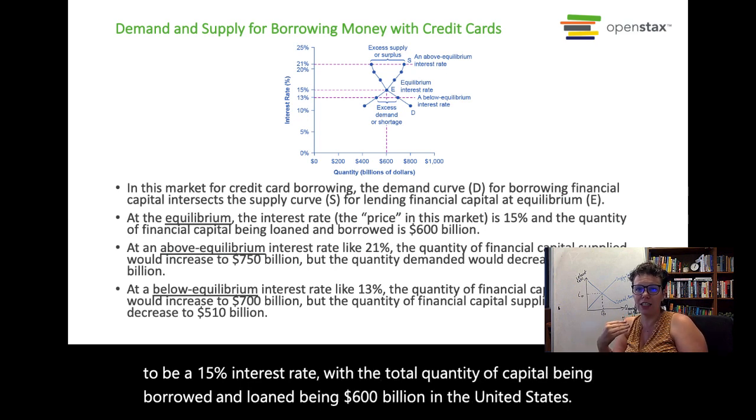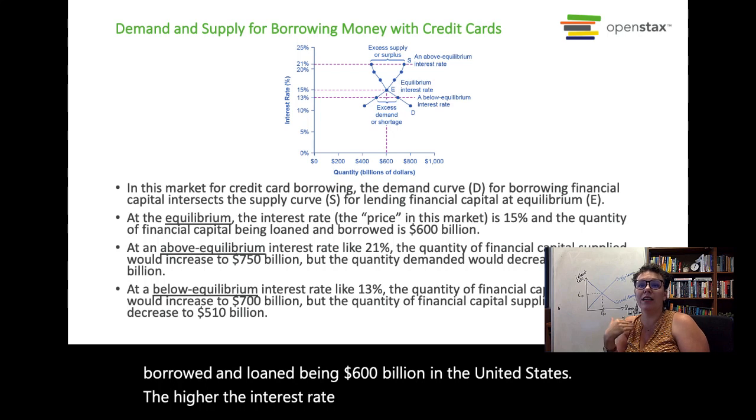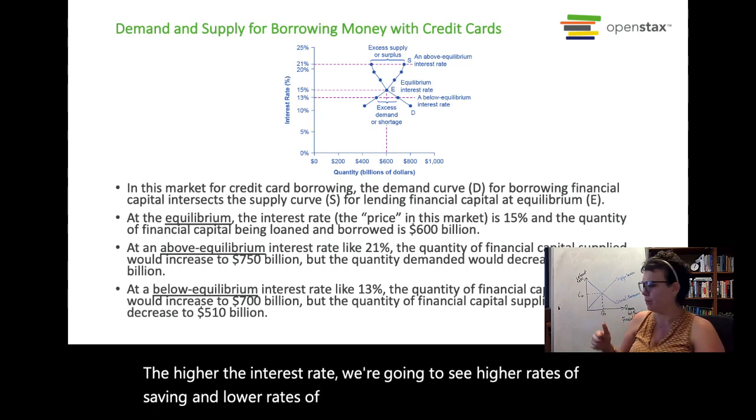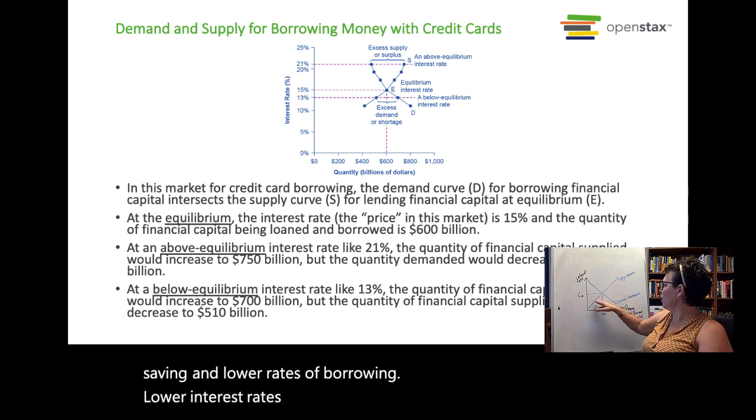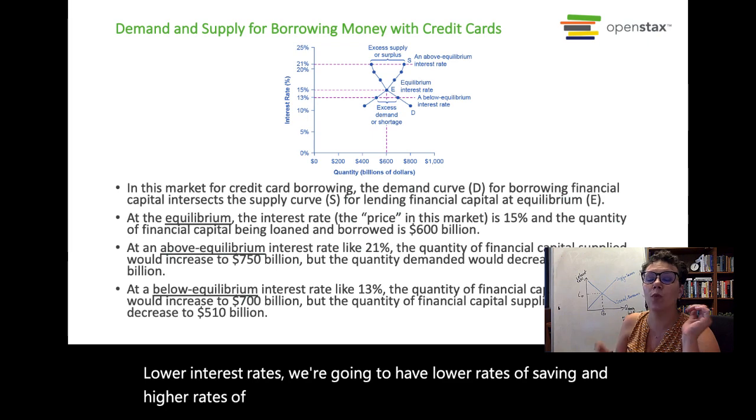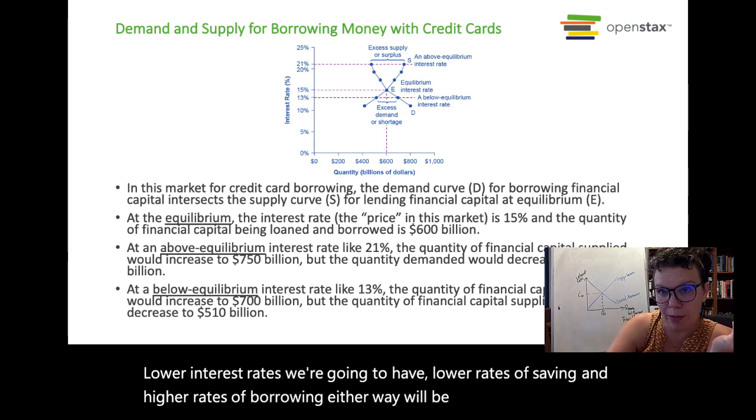The higher the interest rate, we're going to see higher rates of saving and lower rates of borrowing. Lower interest rates, we're going to have lower rates of saving and higher rates of borrowing. Either way will be out of equilibrium. Cool?